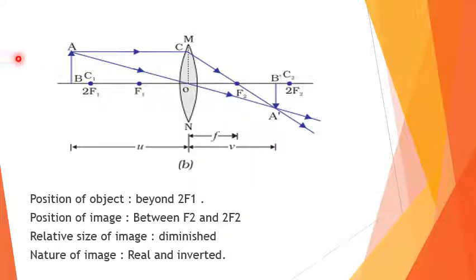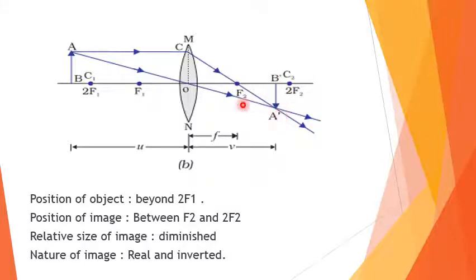Okay, next one, second is, now slowly we are bringing the object into the picture. Before this it was at infinity, now it has come a little beyond 2F1. This is the object AB. One ray going parallel to the principal axis after refraction passes through the focus. The second ray passes through the optical center. Wherever they meet, there we get the image A dash B dash.